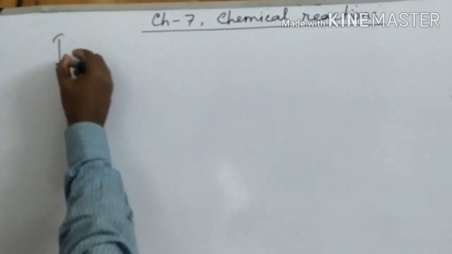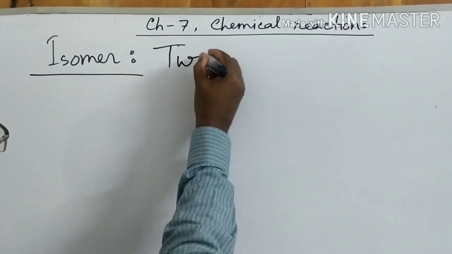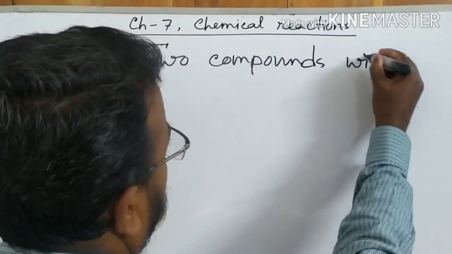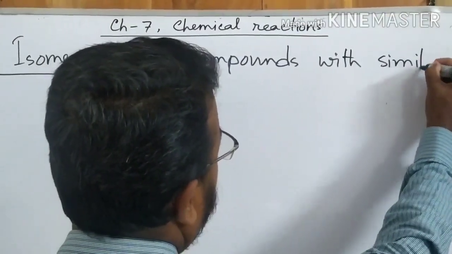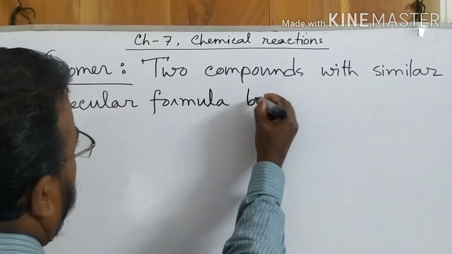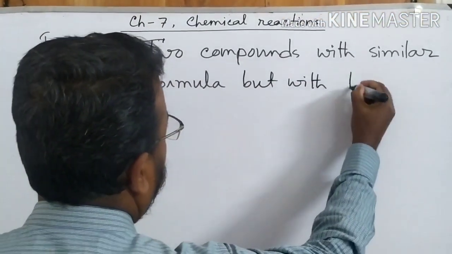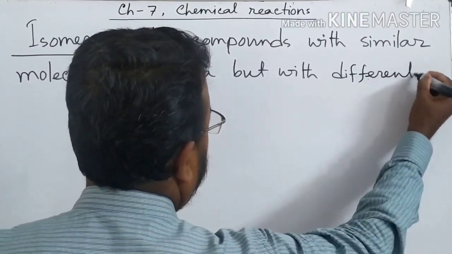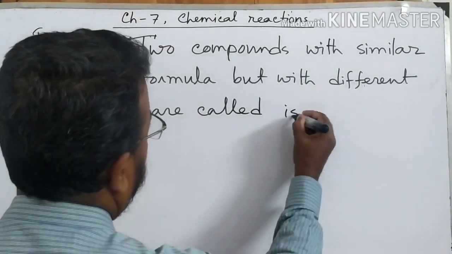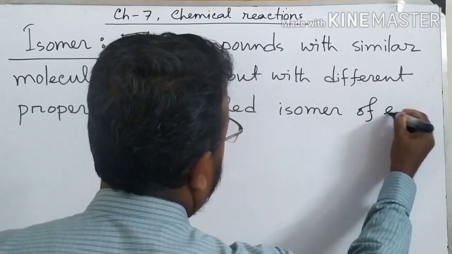Okay, isomer. Everybody see that two compounds with similar molecular formula but with different properties are called isomers of each other.